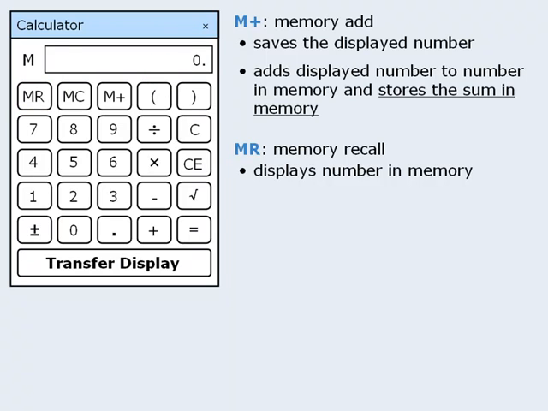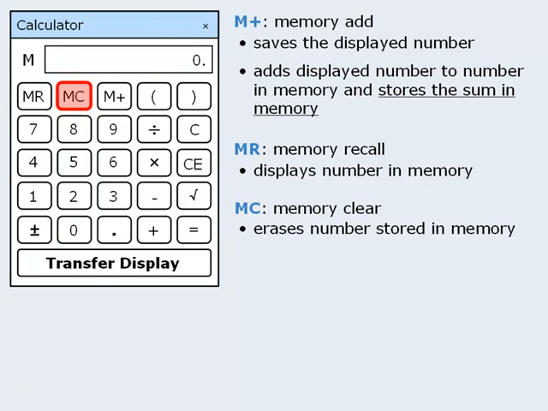Okay, the last memory button to discuss is the Memory Clear button. It erases whatever number is stored in the calculator's memory. So if we click this button, we see that the M that was once here has now disappeared. Also, if we later click the Memory Recall button, we can see that the 11 that we stored earlier is no longer there. Instead, the display shows a 0, which is the default value when there are no values stored in the memory.